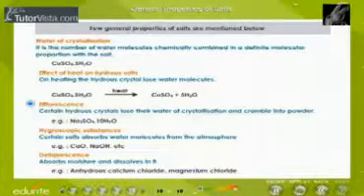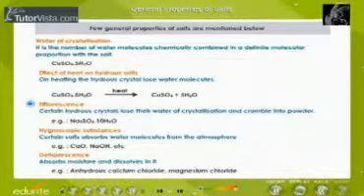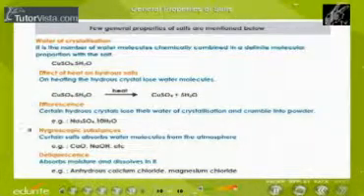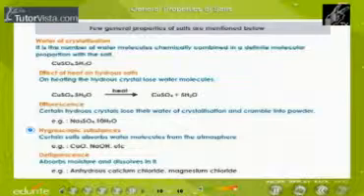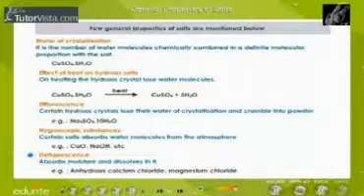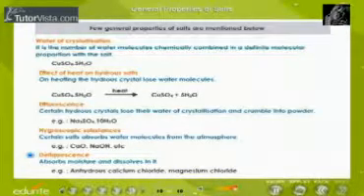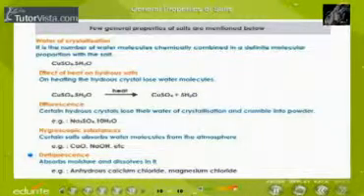Efflorescence. Certain hydrous crystals lose their water of crystallization and crumble into powder. For example, Na2SO4·10H2O. Hygroscopic property. Certain salts absorb water molecules from the atmosphere. For example, CaO, NaOH, etc. Deliquescence. Certain salts absorb moisture and dissolve in it. For example, anhydrous calcium chloride and magnesium chloride.